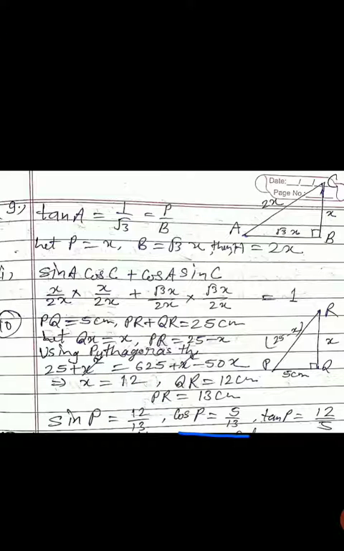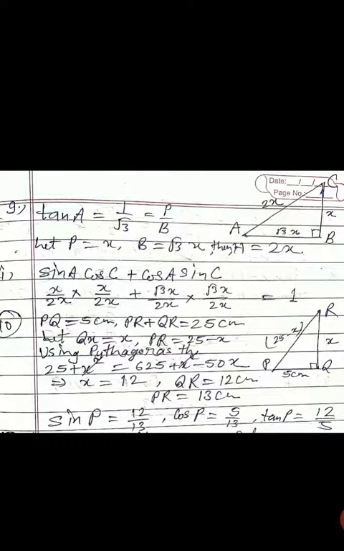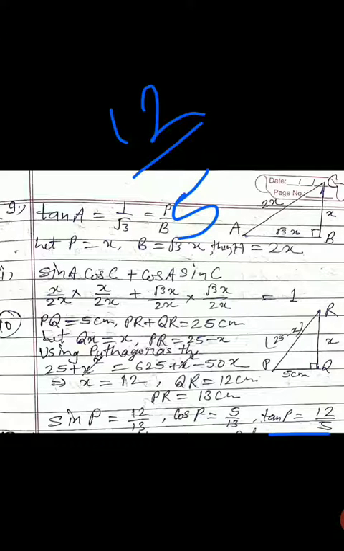Now cos P, cos is B upon H. For angle P the base is PQ, that is 5, and hypotenuse is 13, so it is 5 upon 13. Now tan P, that is P upon B. For angle P the perpendicular is QR, that is 12, and base is 5, so it is 12 upon 5.